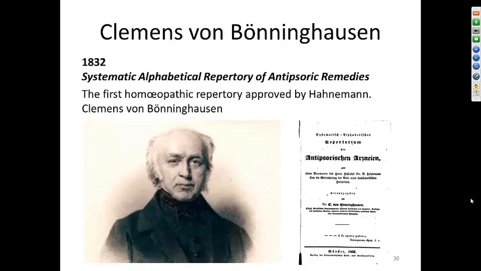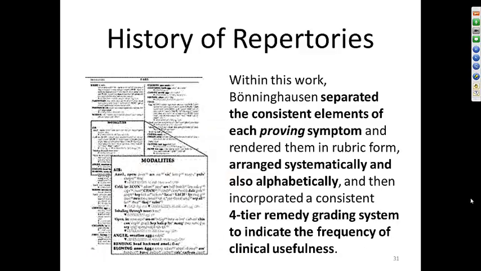And this was the repertory that Hahnemann actually approved of, and it was a real repertory. It actually looks very much like the repertory today. It had sub-rubrics, it had a symptom with a number of remedies in it, it was organized alphabetically. It was really the origin or progenitor of the repertories that we use today.